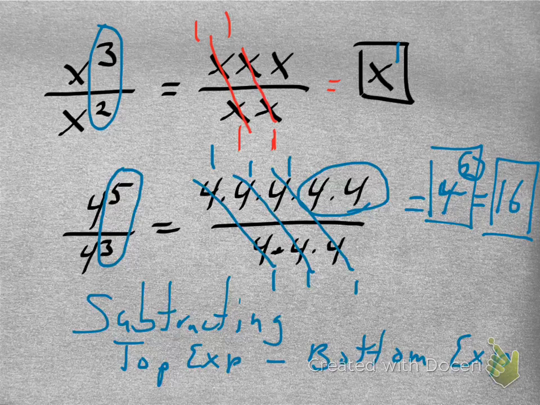All right? So let's try these same problems again. X to the third divided by x to the squared is really equal to x. Let's use the Pink Panther color. Hold on.